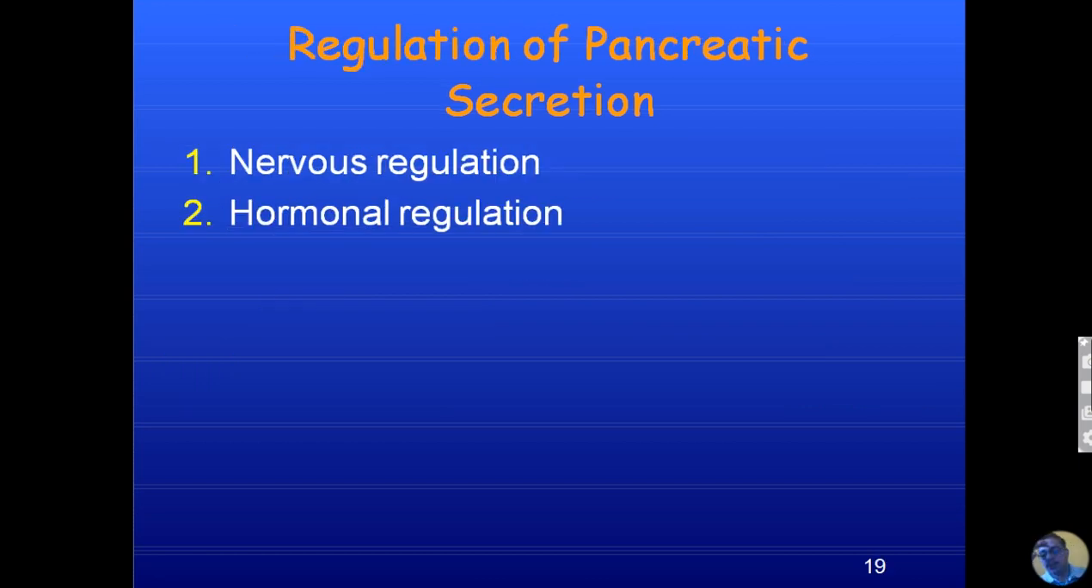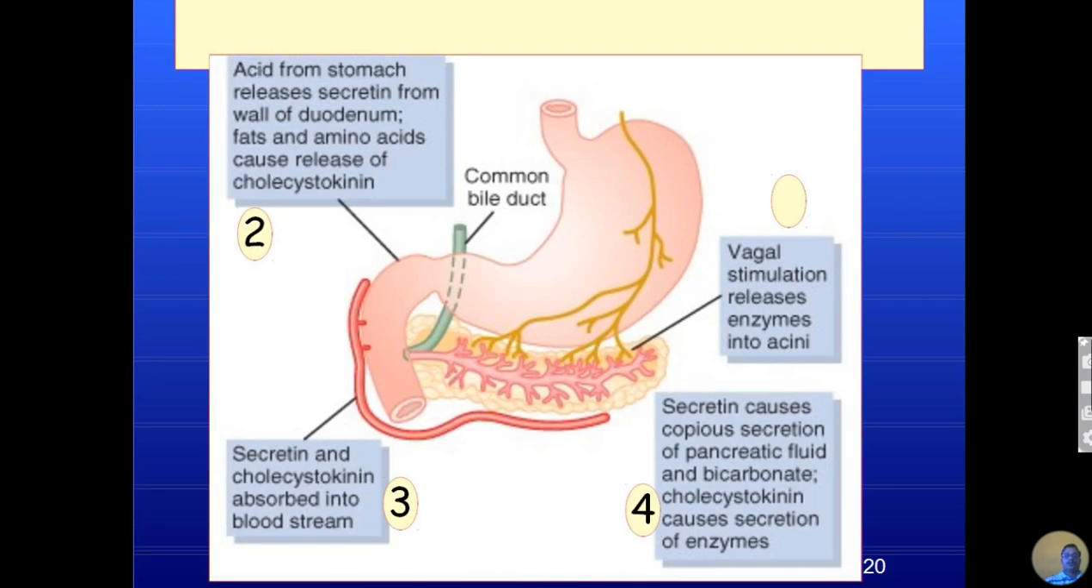The next portion is the regulation. I told you this is an easy path, just go through it as an overview, not in detail. We have nervous and hormonal regulation everywhere. This is the acid. The stages need to cover the first acid from the stomach, which releases secretin from the wall of the duodenum.